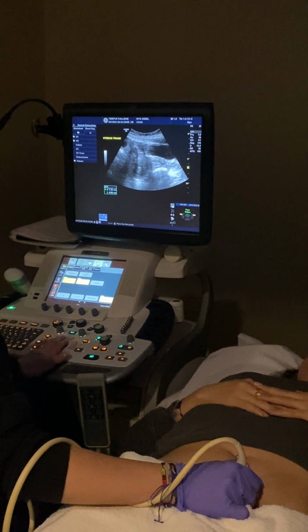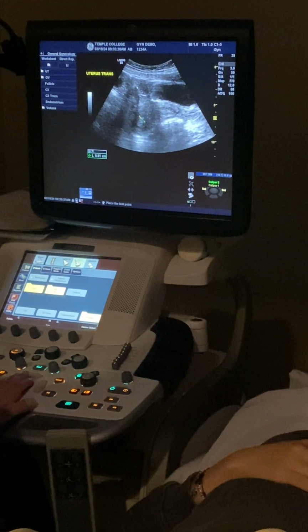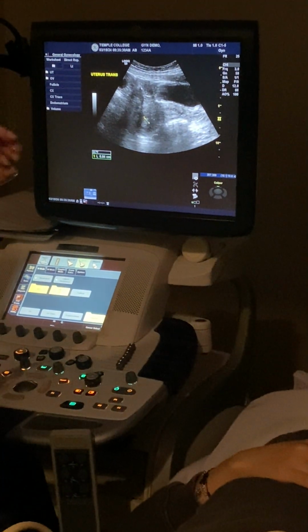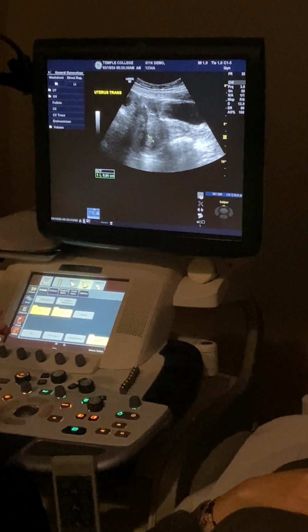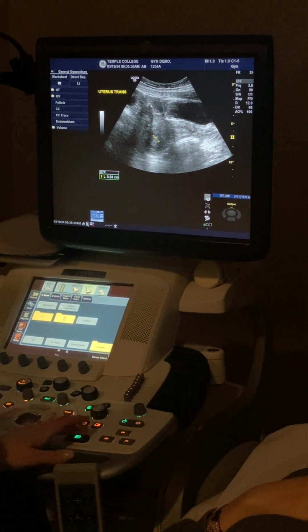But we're talking outer to outer on this echogenic canal. That's what's going to stand out to you. It's going to be brighter. So we got 0.84 on that.